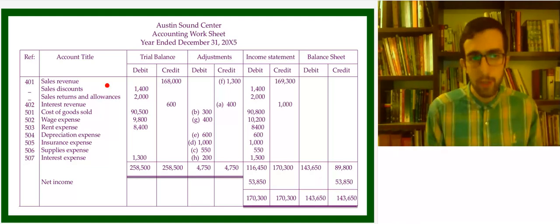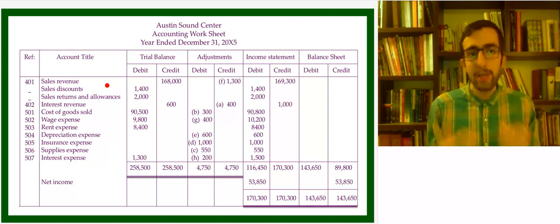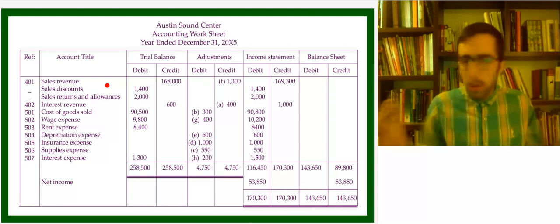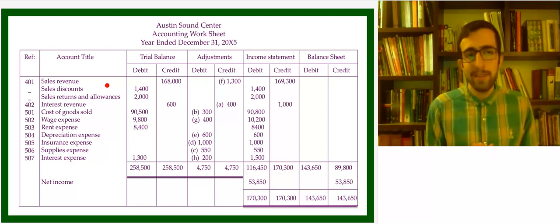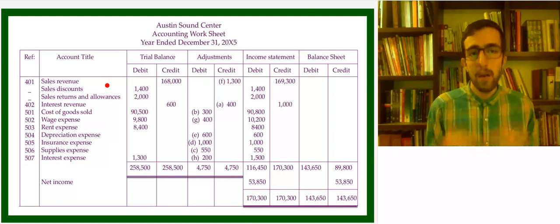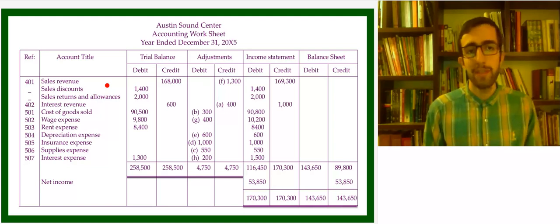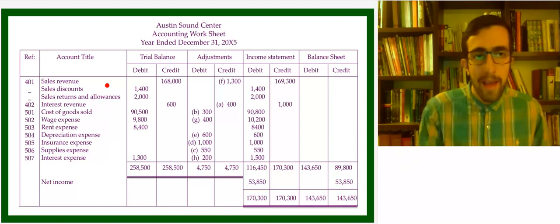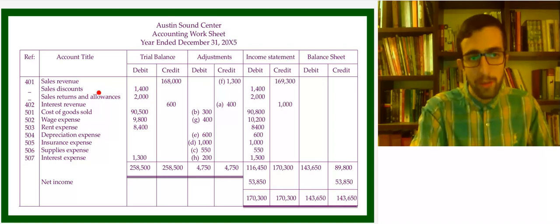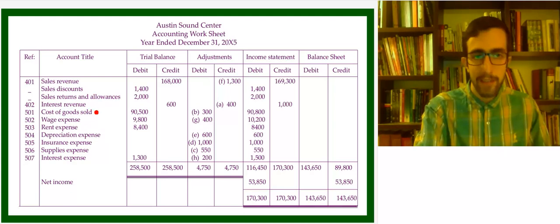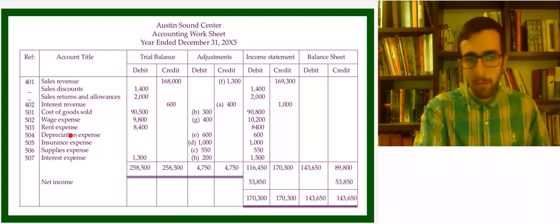Here, as a merchandiser, we have sales revenue, sales discounts, and sales returns and allowances. Sales revenue and all revenues have a normal balance of credit. But sales discounts and sales returns and allowances have a normal balance of debit. And we even have cost of goods sold, which we didn't have in the last chapters, and it has a normal balance of debit. And finally, expenses.